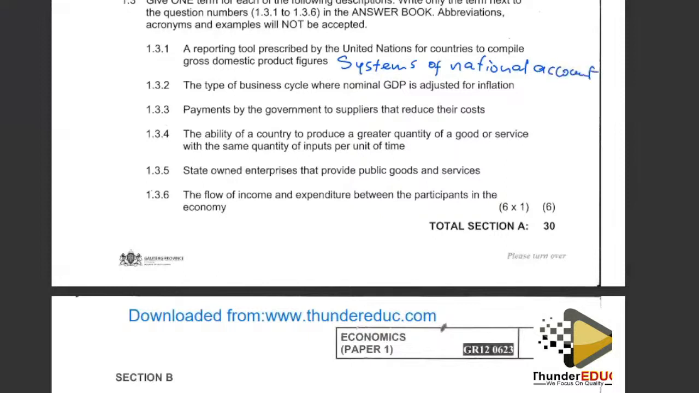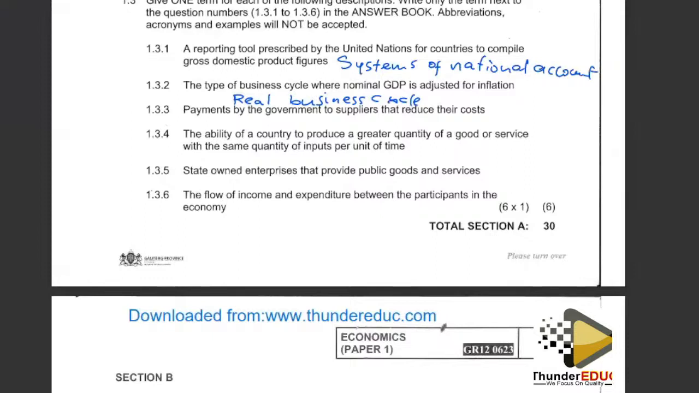Okay, right, grade 12. So now let's move on to the next question, which is 1.3.2. 1.3.2 reads as follows: the type of business cycle where nominal GDP is adjusted for inflation. So the moment inflation is being adjusted, it calls for the real GDP. So in this regard, we are going to have a real business cycle. Okay, right. So now, grade 12, let's move on to the next question.